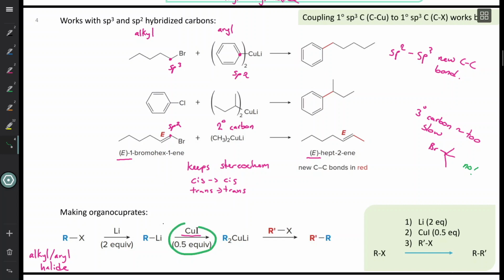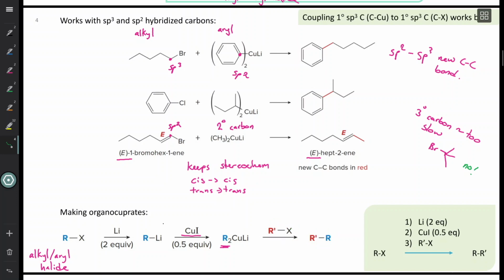That's sort of up to you, right? But two R groups are going to go onto your copper lithium organometallic structure, and then you add your electrophile, a different R group, to get your coupling, or the same if you want.